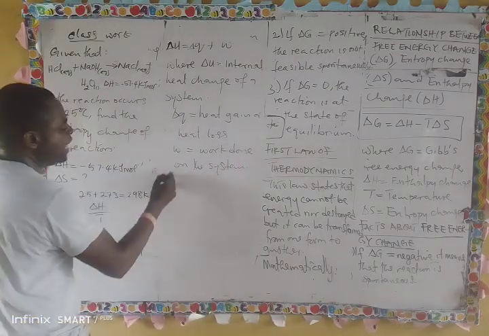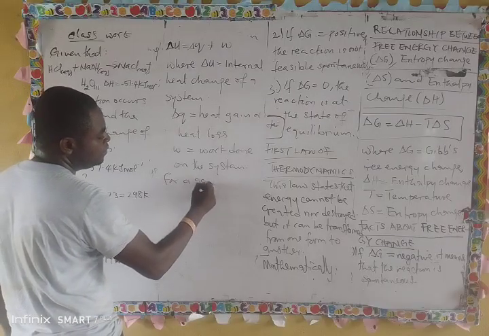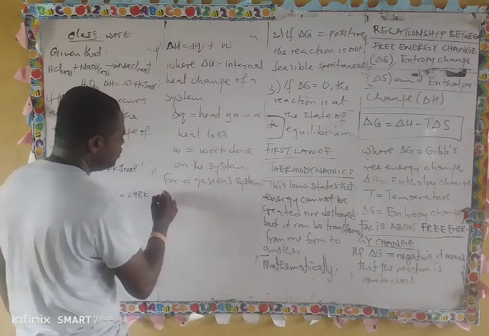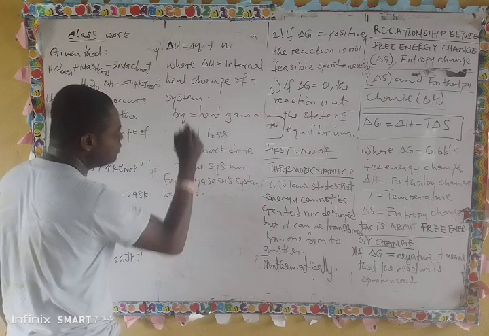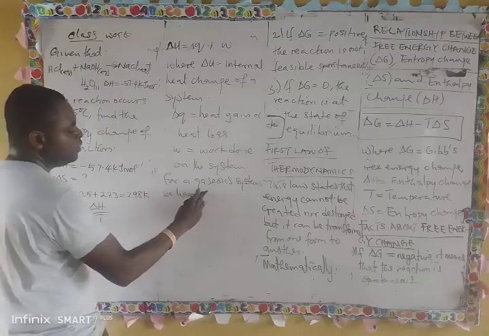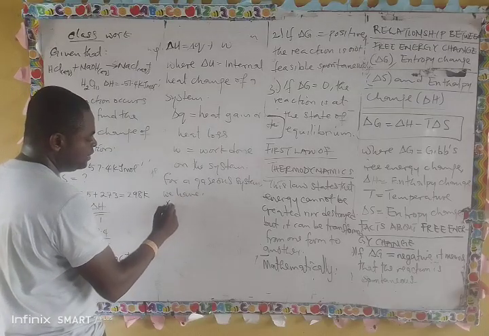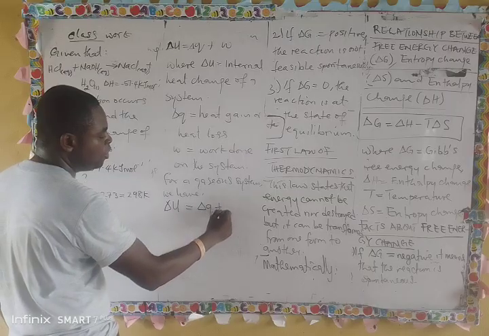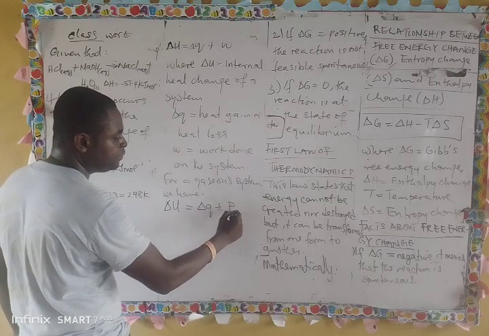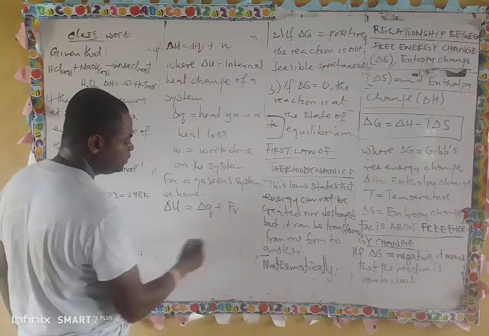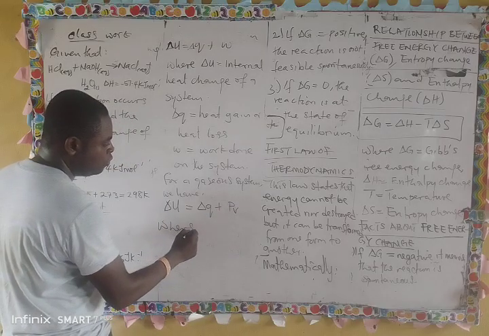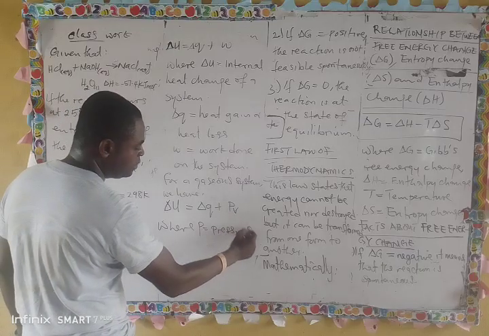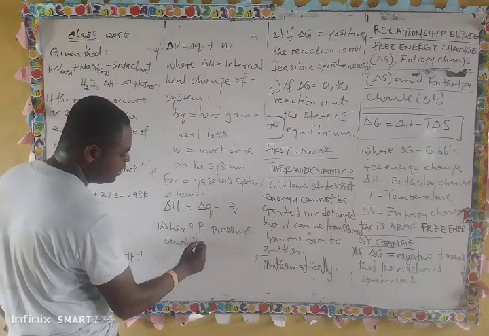So for a gaseous system, we have delta U equals delta Q plus PV, where P is pressure and V is volume.